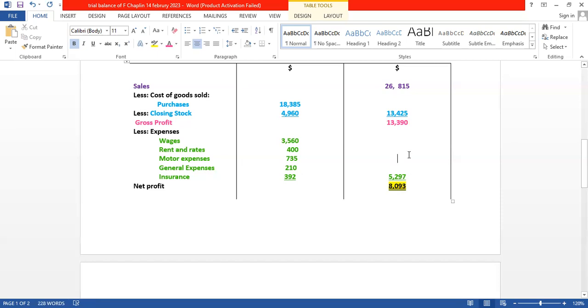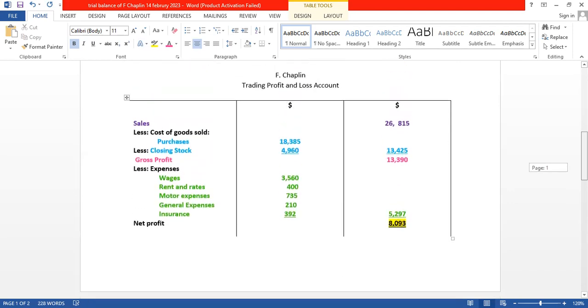What you're going to do now is because the question says the less expenses, so that means you're going to subtract all these from the gross profit. So 13,000, which is the gross profit, $13,390, take away $5,297, and you will be left with $8,093. This figure here that I put highlighted in yellow is the net profit. That's the end of your trading and profit and loss account.